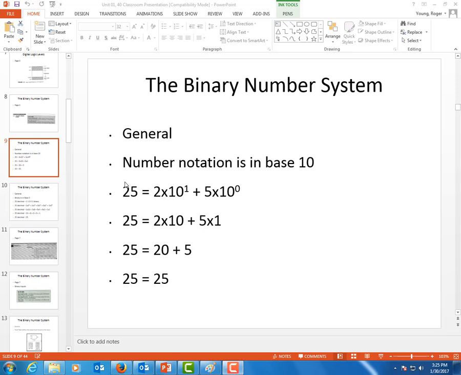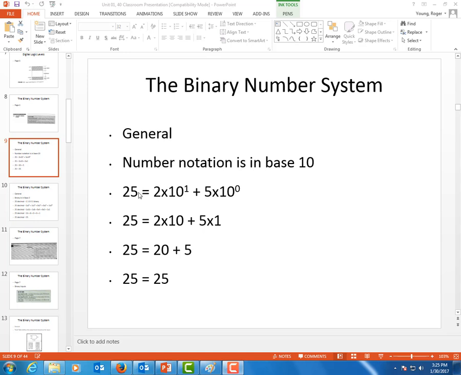But where does that come from? It comes from this column right here, which is the ones column. That's actually 10 to the 0. That's your 10 to the 0 column, and that's what's shown right here. 10 to the 0 is actually equal to 1. Remember that. Almost anything to the 0 equals 1, okay?